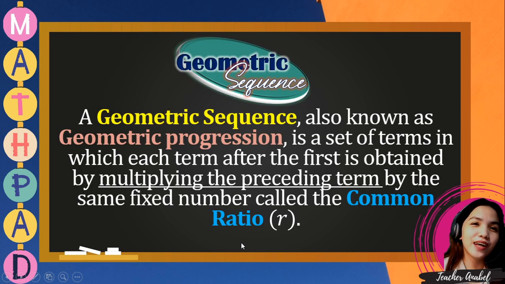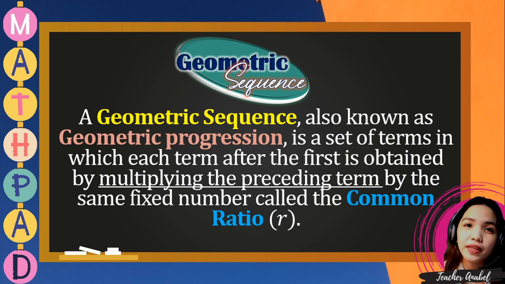Alright, now let us proceed with geometric sequence. It is also known as geometric progression and it is a set of terms in which each term after the first is obtained by multiplying the preceding term by the same fixed number called the common ratio, denoted as small letter r. So ano yung pagkakaiba ni geometric sequence at ni arithmetic sequence?